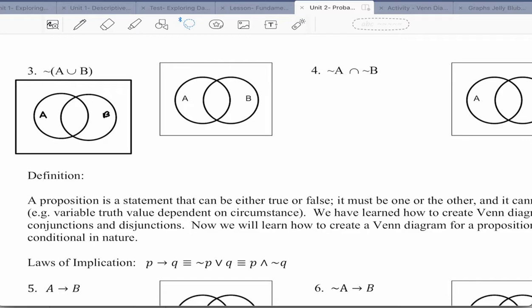All right, so if we're just focusing on A union B, we know that that's any part that would be in this, because this is one of the more basic.